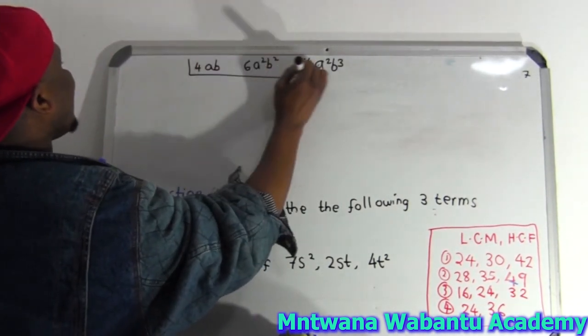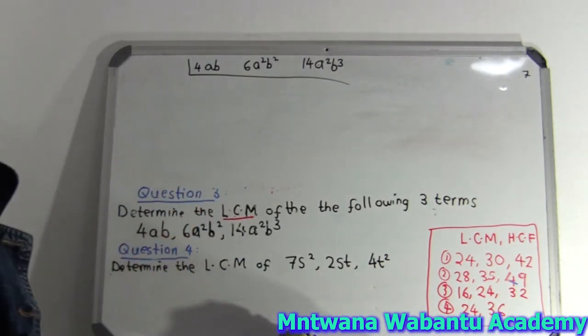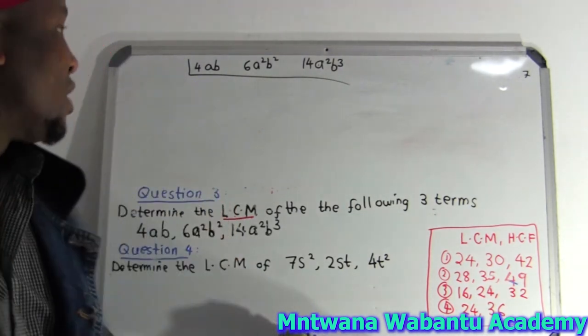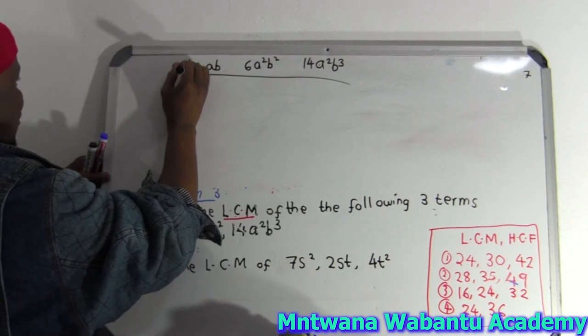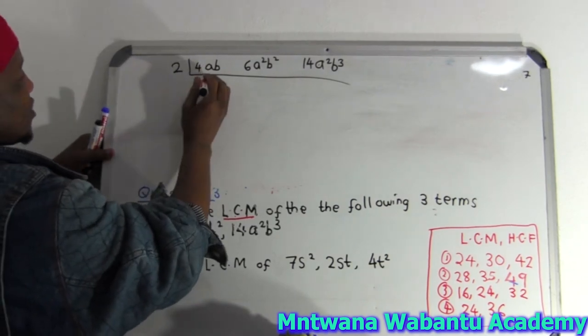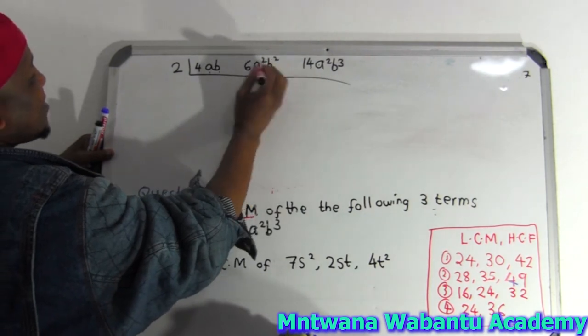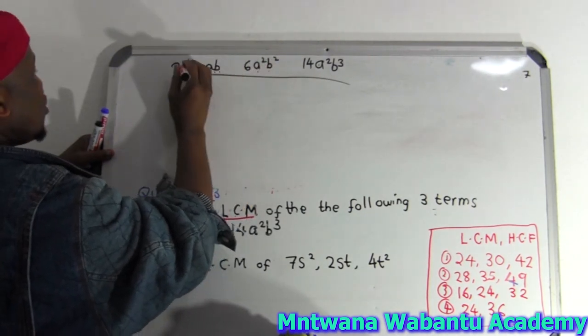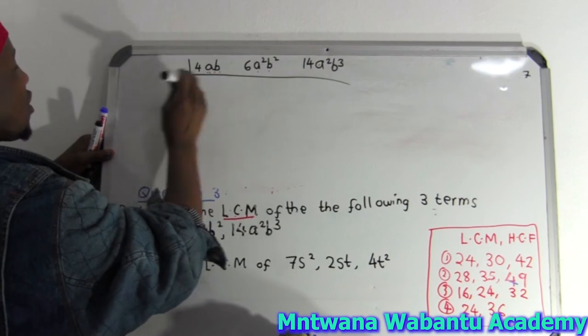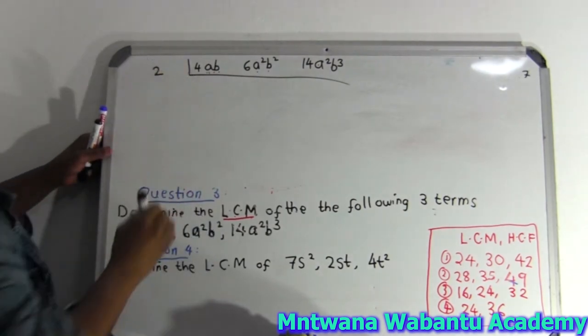Okay, now let's get the LCM. So first and foremost, let's see what is the first prime number? 2. Yes, it's going to go. So 2 is going to go for this one. If you divide by 2, there's an a, there's an a, there's an a, ab. 2 is going to go for all of them, so we say 2.